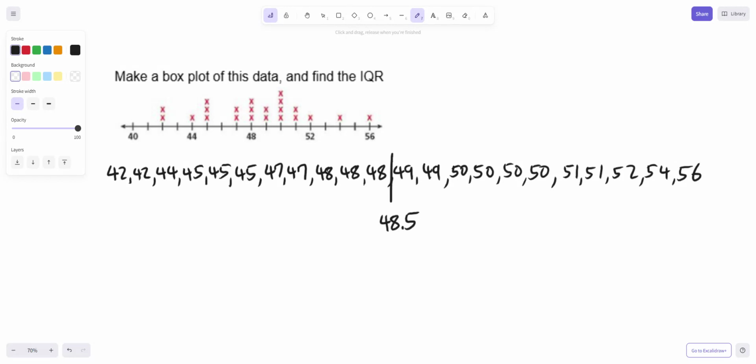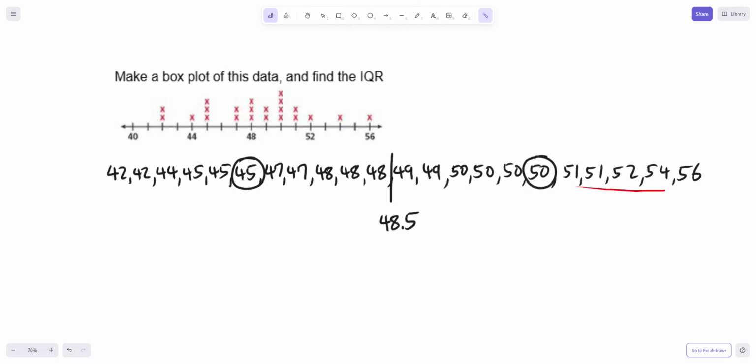Our data is split: 11 numbers in the front, 11 numbers in the back. Out of these 11 numbers, 11 is odd, thankfully, so the sixth number is the middle number. 1, 2, 3, 4, 5, 6. There are five numbers in front, five numbers behind it. That means this is the median of the second half, and then another five numbers behind it.